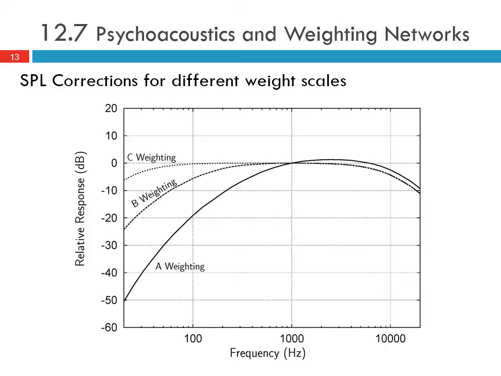So this shows the SPL corrections for different weighting scales. Here showing the A weighting scale. There's also a B weighting scale in between, and then the C weighting scale, which you can see is very flat across the frequency range. So here we're showing the relative response in dB versus the frequency, and the frequency here is shown on a logarithmic scale from about 20 hertz up to 20 kilohertz. And there's a large table in the notes that shows the weighting scale correction factors for both octave and 1/3 octave bands for these three different weighting scales, A, B, and C weighting. So you can take a look at that to understand how these weighting scales work.